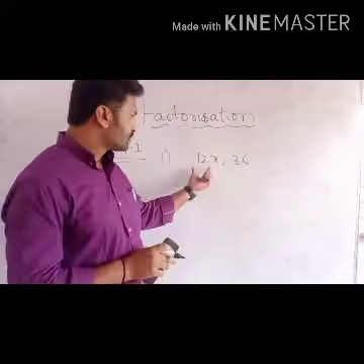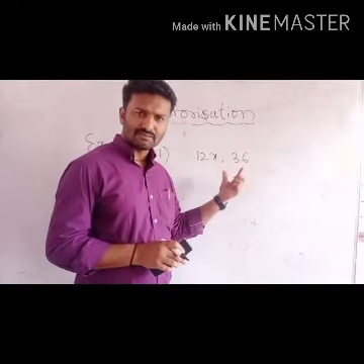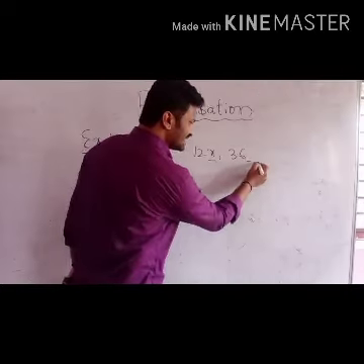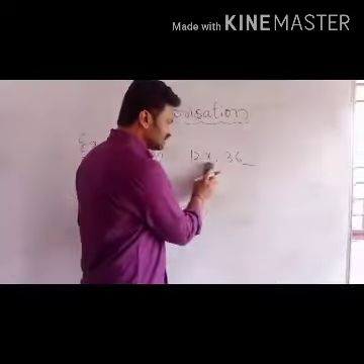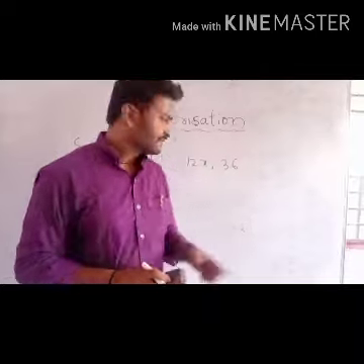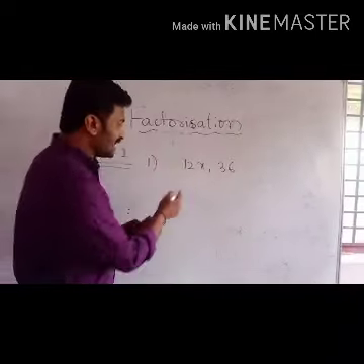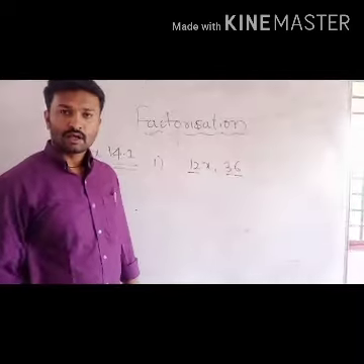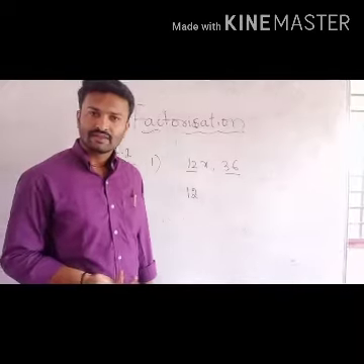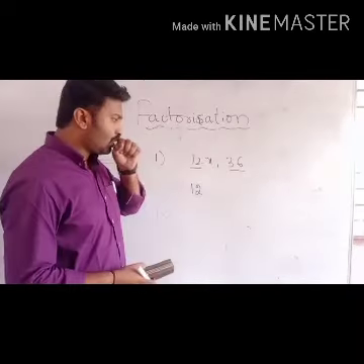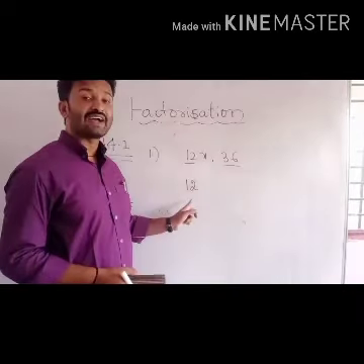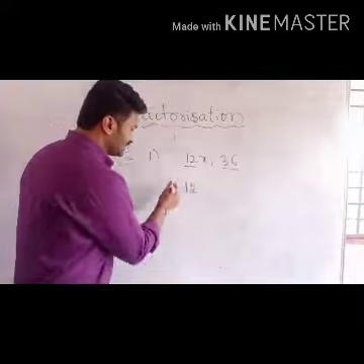Means, in both the terms, is there any common numerical or variable? Here x is there, here x is not there. We cannot take x as a common. In variable there is no common variable. In numerical we will see 12 and 36: both 12 and 36 are divisible by the 12 table. Yes or no? Then in 12x and 36, 12 is the common factor. This is the answer.